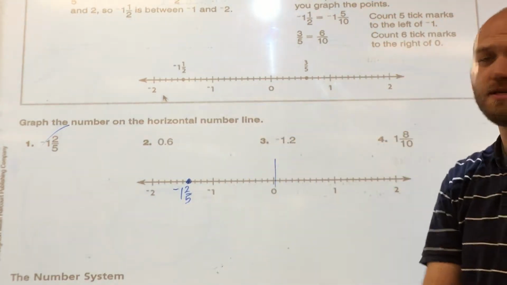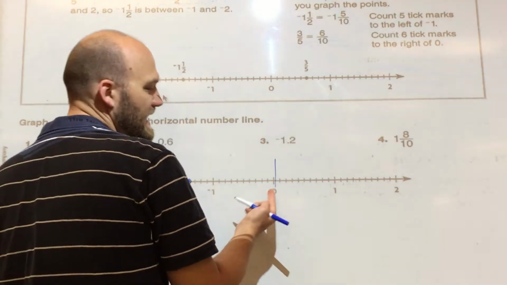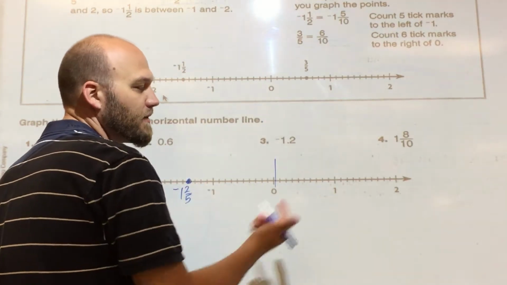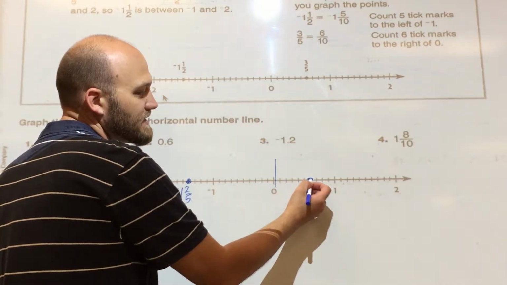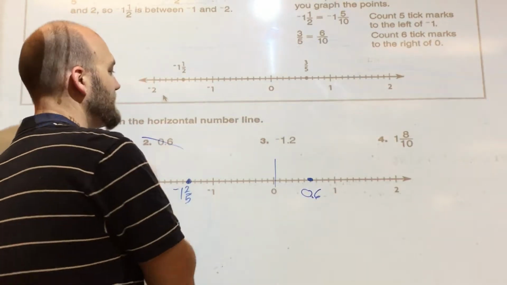Next, 6/10. Well, they're already broken into tenths, which is very nice for us. But 6/10 is not between 0 and -1. It is between 0 and +1. 1/10, 2, 3, 4, 5, 6/10 right here. And I'm going to write it out 1 and 6/10, just like that.